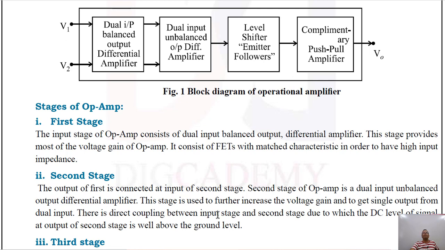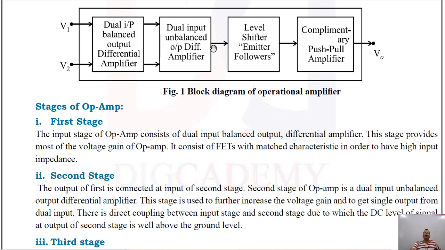There is direct coupling between the input stage and the second stage, due to which the DC level of the signal at the output of the second stage is well above the ground level. Because of direct coupling between these two stages, we have an output at this stage which is well above the ground level. Even when there is no input applied, we get some output at the output stage. So the DC level of the signal at the output of the second stage is well above the ground level, right? The reason is the direct coupling between the devices.